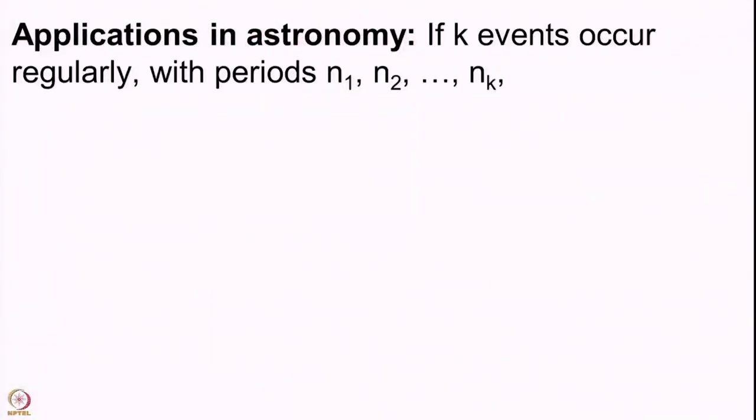But let's go and look at one application of this particular theorem, the Chinese remainder theorem, and the application is as follows. It's in astronomy. So the application is as follows. Consider the situation where you have k events occurring regularly and the periods are n1, n2, nk. So there are these k events which occur regularly. This event can be anything.